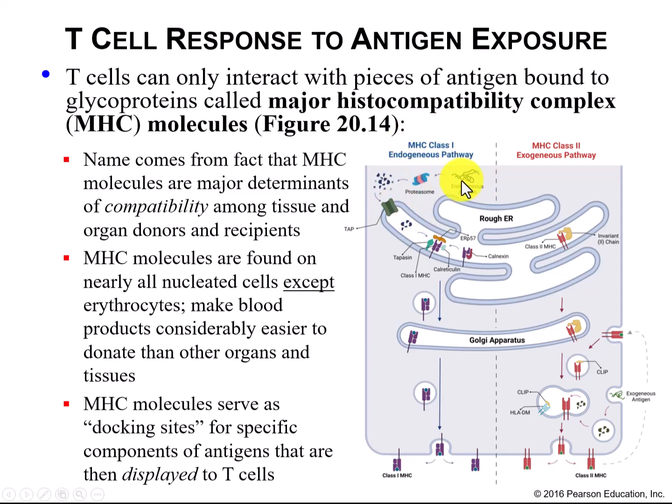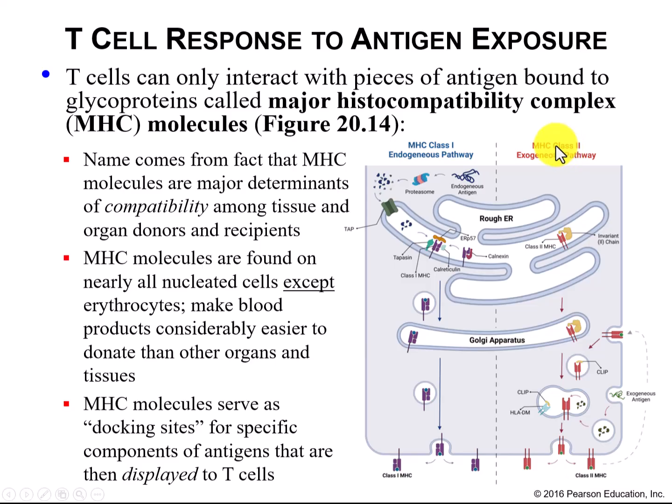So here you can see with MHC1, it is going to present endogenous antigen. So the antigen is within the cell, made within the cell. It is degraded, put through the rough endoplasmic reticulum where it is docked with an MHC class 1. Then once it is docked with an MHC class 1, it goes through the Golgi and is then presented on the cell surface to help activate the immune system.